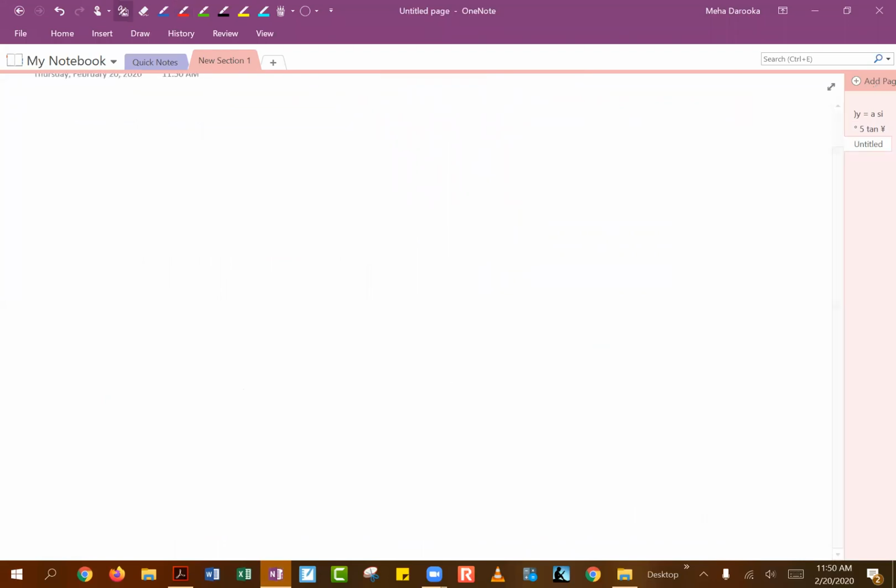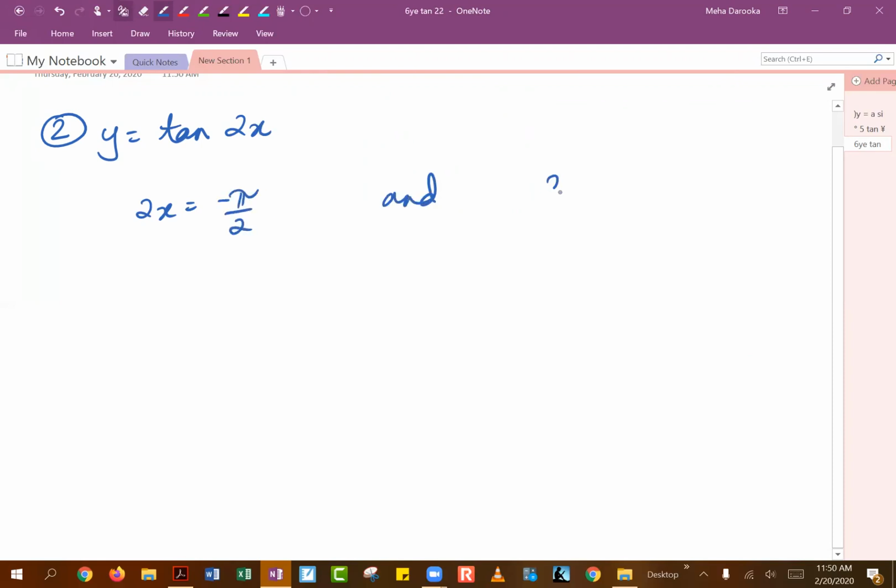Okay, so let's look at tangent of 2x. So again, take your 2x, set it equal to -pi-halves, and 2x equals positive pi-halves. What kind of x values do we get? Yeah, it's going to be the same. We're dividing both sides by 2.